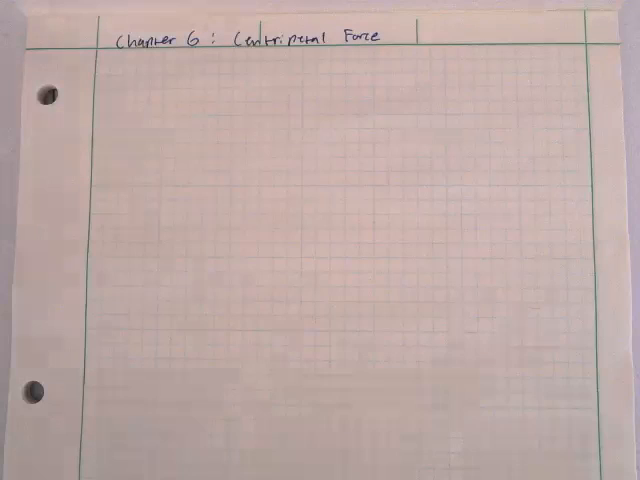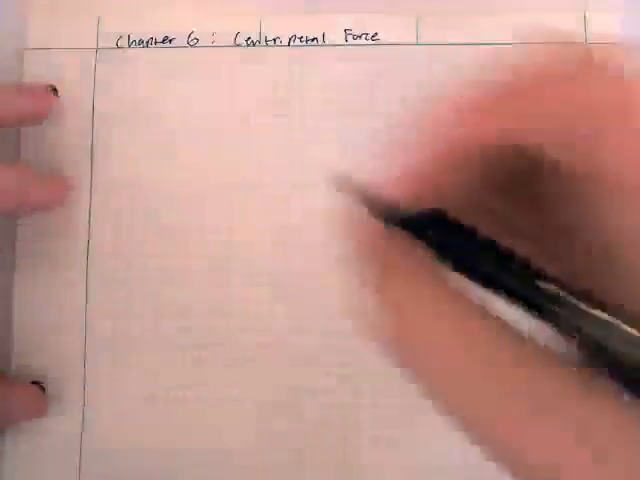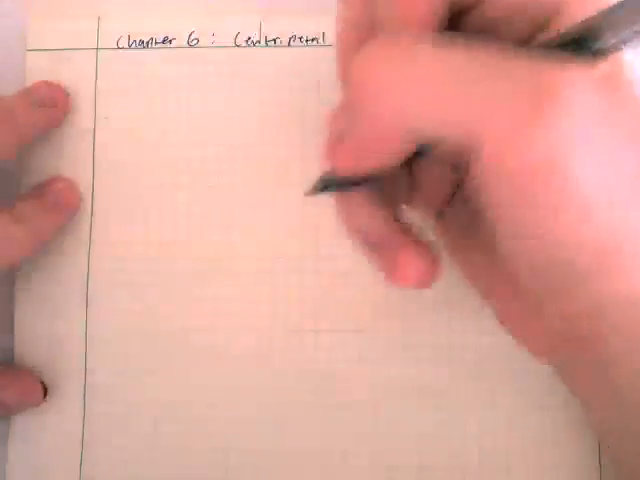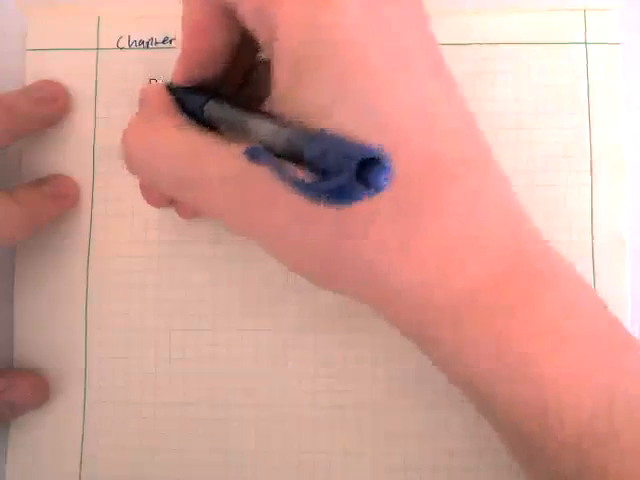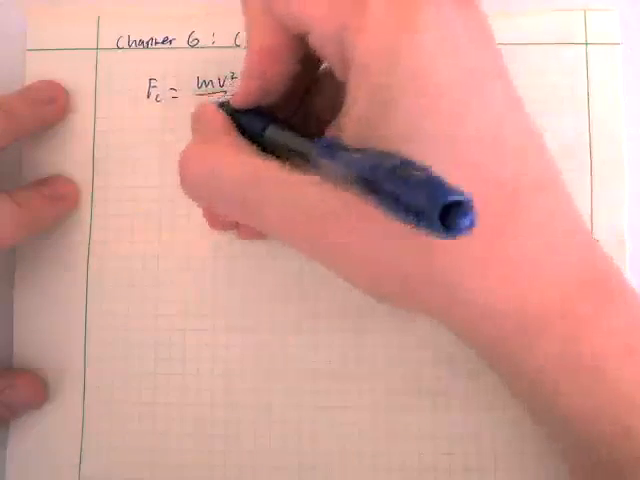All right, so let's do some quick examples with this centripetal force stuff that we looked at last time. Again, if we remember, what we were able to derive was that when we have uniform circular motion, our acceleration is v squared over r, which means that our centripetal force, the net force acting on our object, must be mv squared over r.